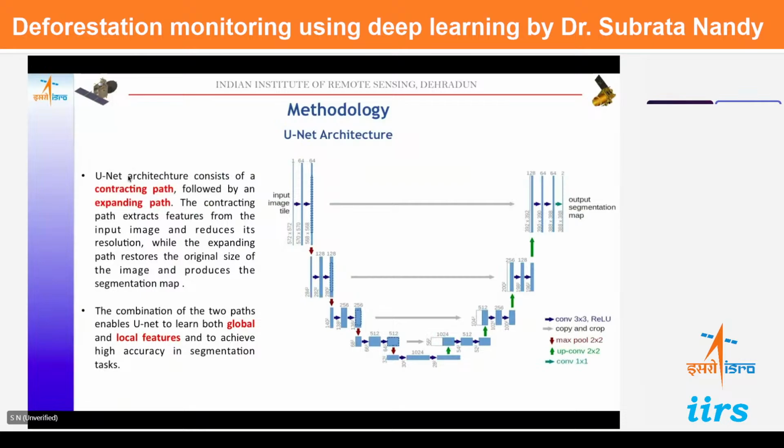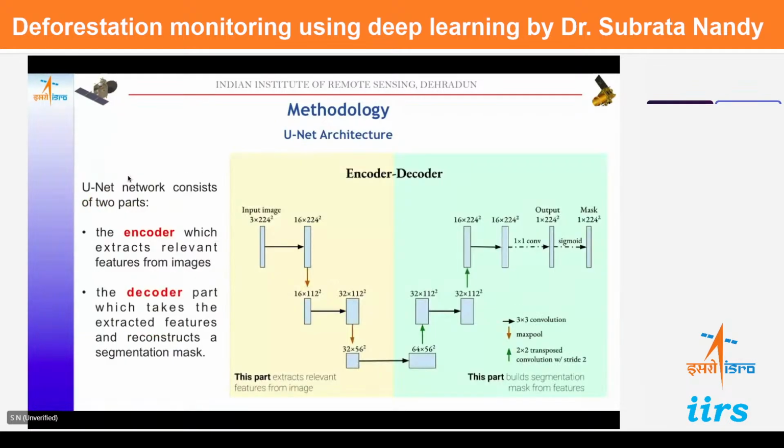Here in the encoding phase and the decoding phase, the image undergoes encoding and decoding. In the encoding phase, the image undergoes successive convolution and downsampling, producing a compact and high-dimensional feature map.